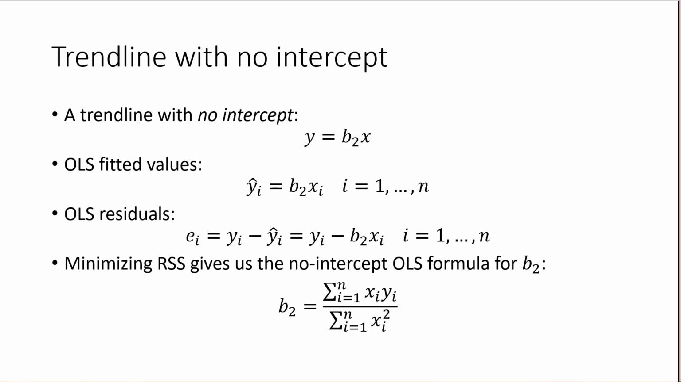If you put the OLS formula for B2 with and without intercept next to each other, you see that the difference is that in the formula with intercept, we always subtract the sample mean of each observation before computing this ratio, while we do not remove the sample mean in the formula for B2 when we have no intercept.